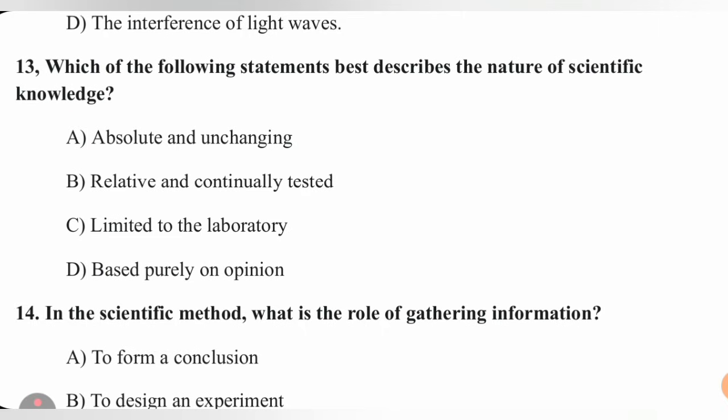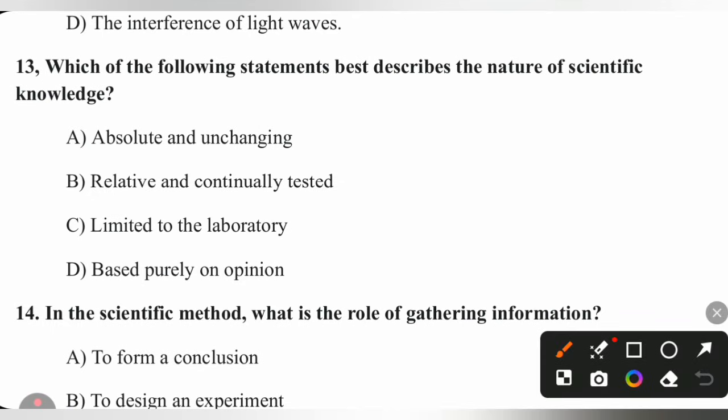Nature of scientific knowledge: relative and continually tested. B.